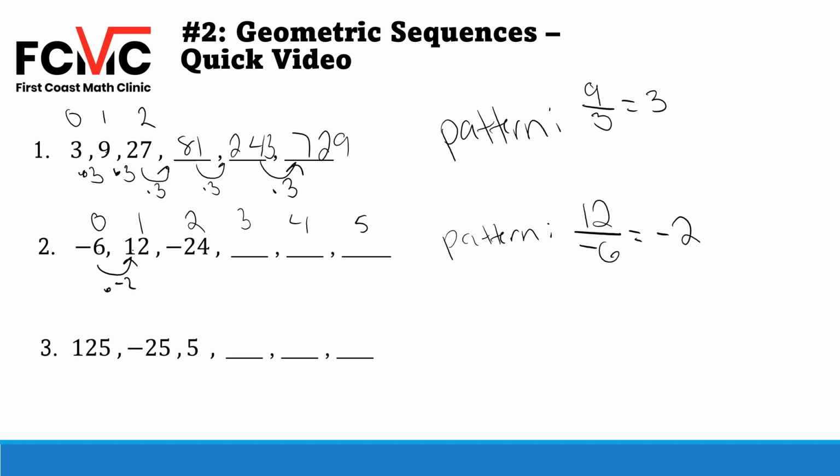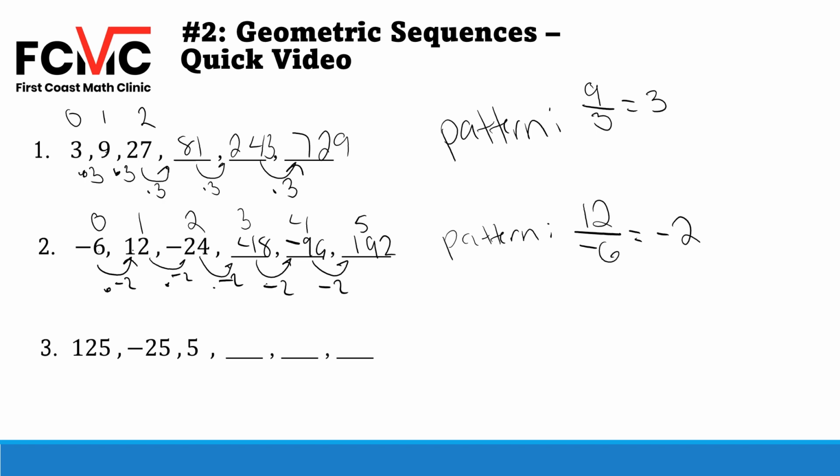So times negative 2, times negative 2, times negative 2, and we get 48. Multiply by negative 2 again, we get negative 96. Multiply by negative 2 again, and we get 192. So again, our constant, our pattern is times negative 2.